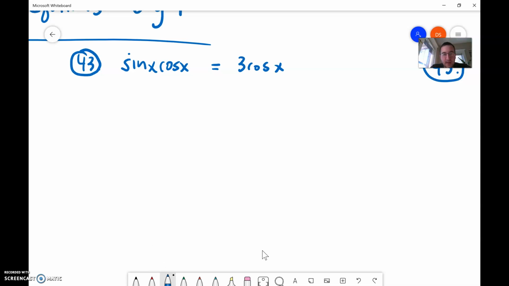43 has multiple trig terms, and we've got to factor here. So I'm going to move this term over to that side. So what am I going to get? I'm going to get sine times cosine minus 3 cosine equals 0. I need to factor out a GCF. They both share a cosine, so I'm going to factor out the cosine here.